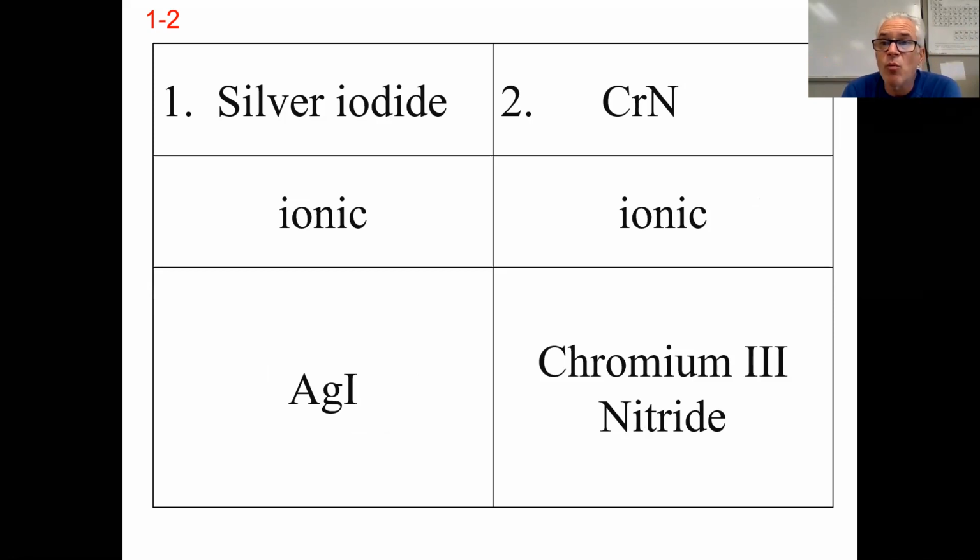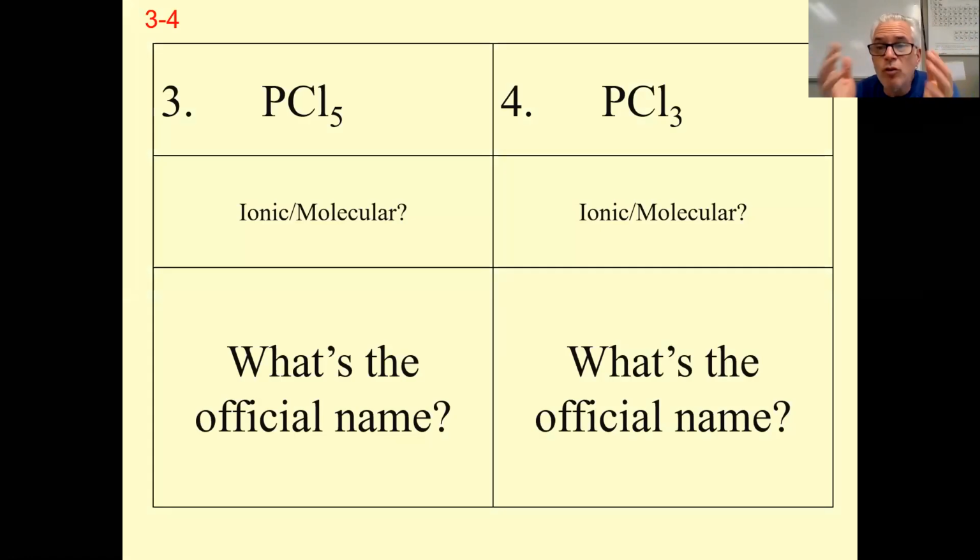The first one, of course, in a 1-to-1 ratio is AgI, silver iodide. They're both ionic, of course. Next, if I'm going too fast, hit pause.